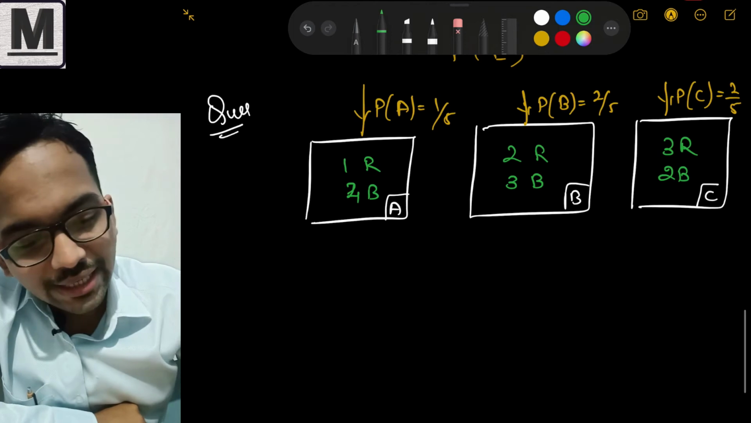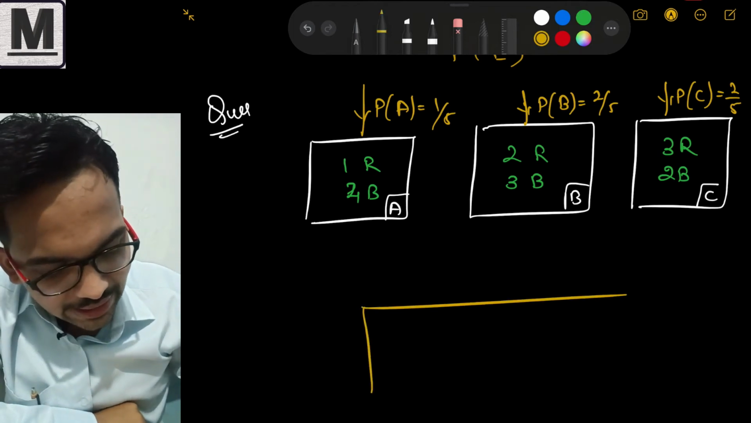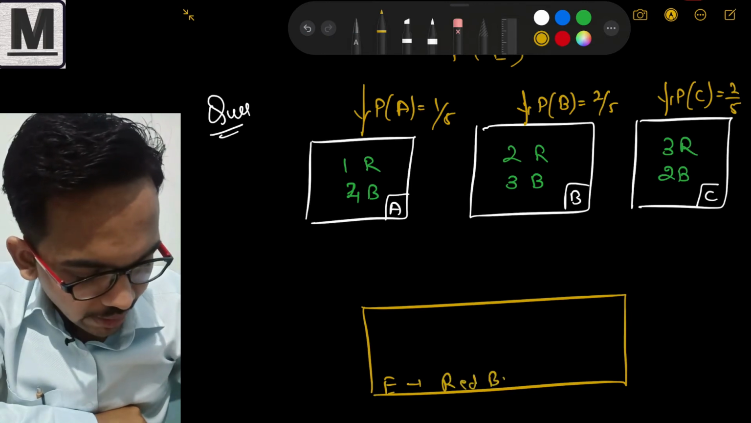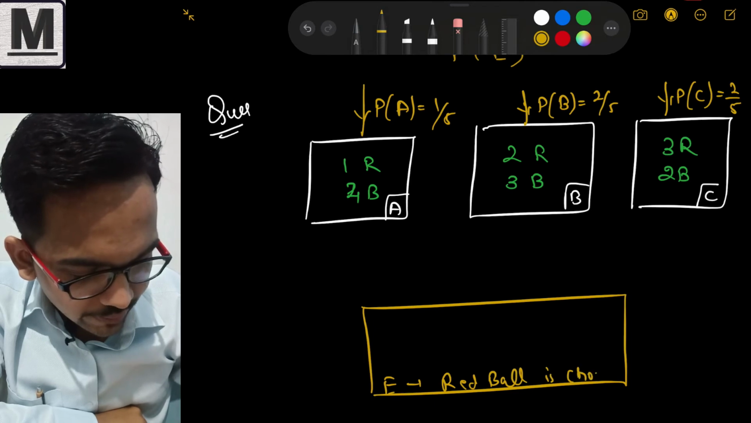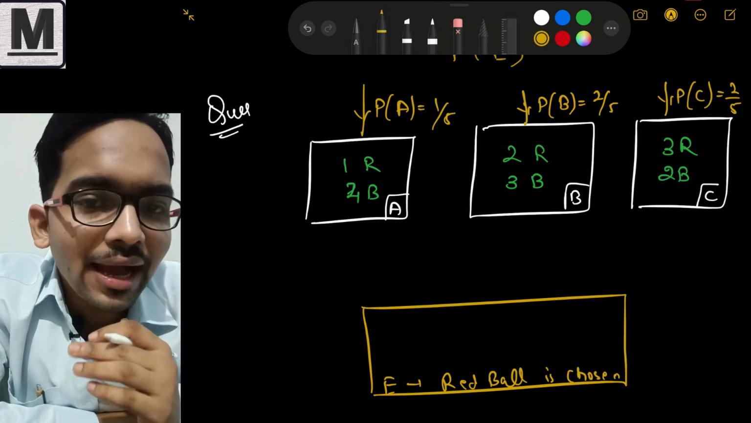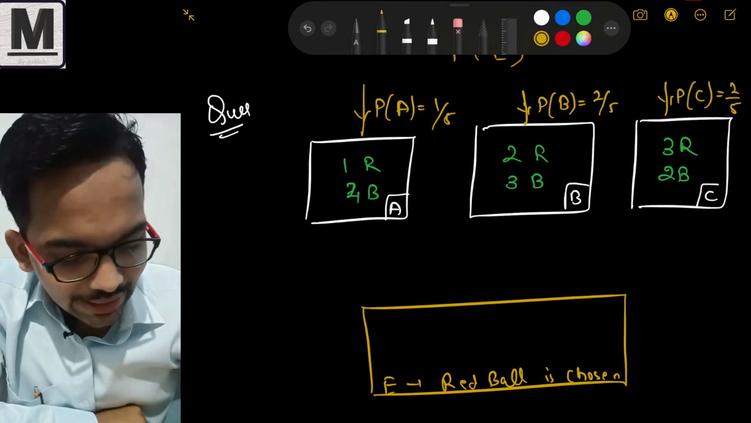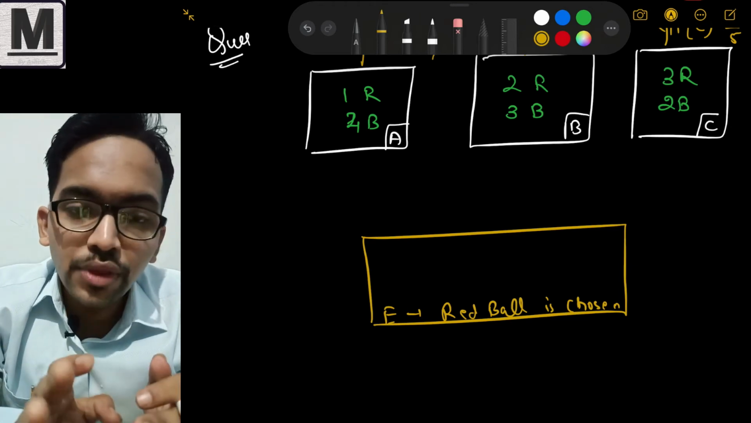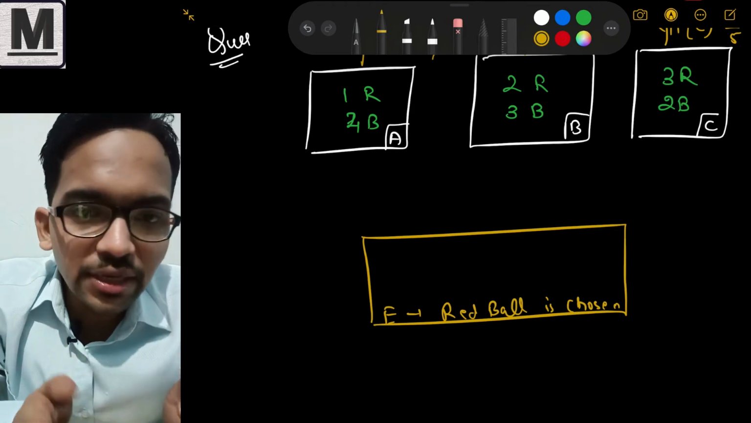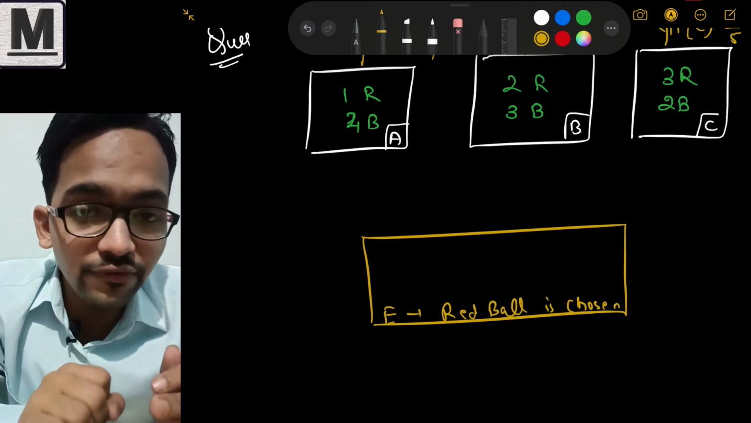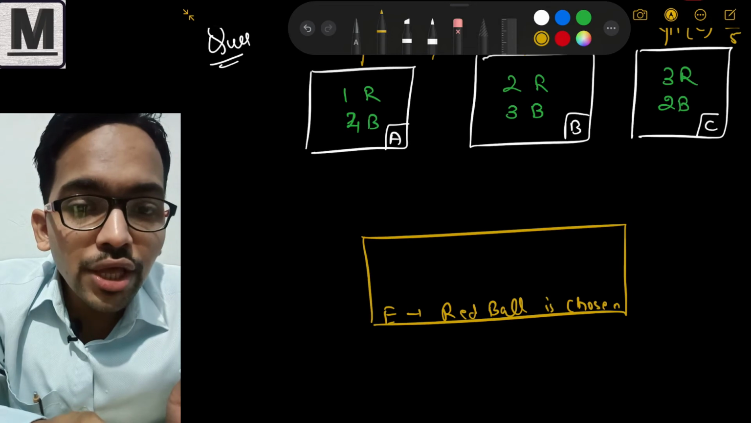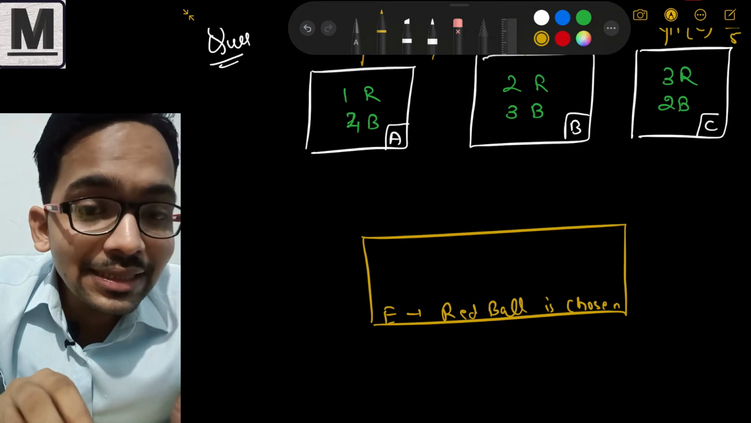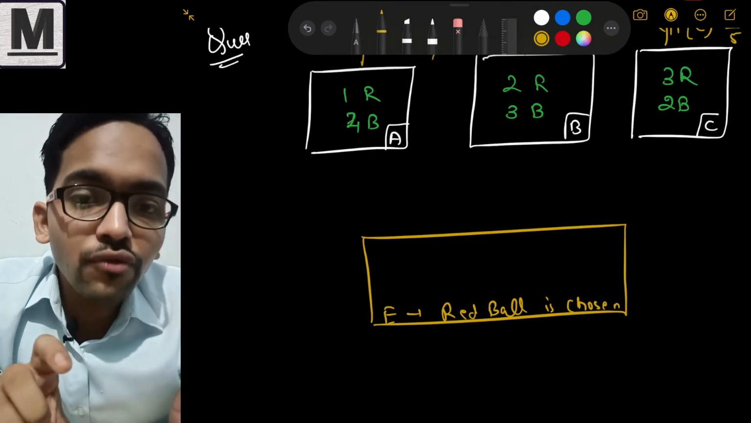Now I say that an event E, a red ball is chosen, has occurred. So I ask you, what is the probability that event E should have happened? It means you have been given three boxes, each containing a different number of red and black balls, as already mentioned. Now you pick one ball and you find it to be red. What is the probability that this ball would be a red ball?